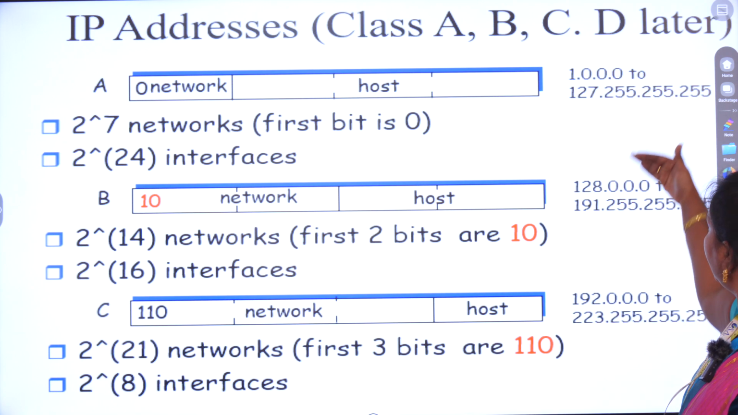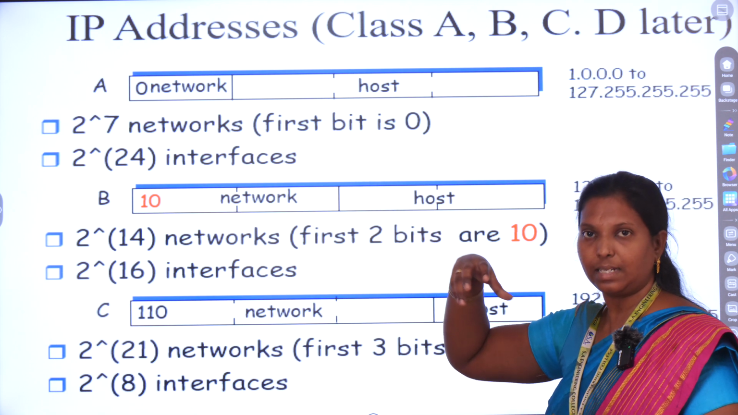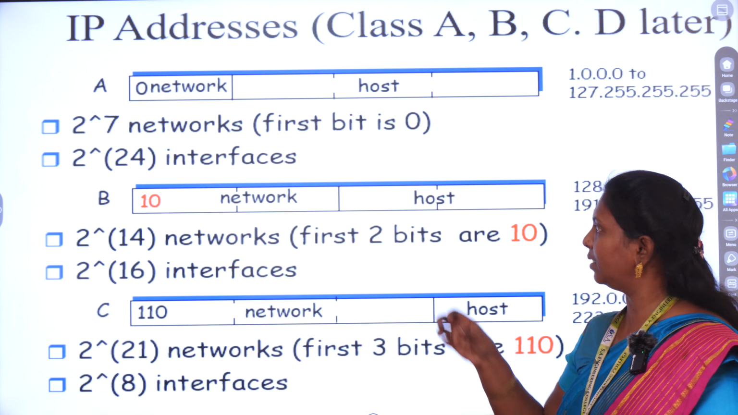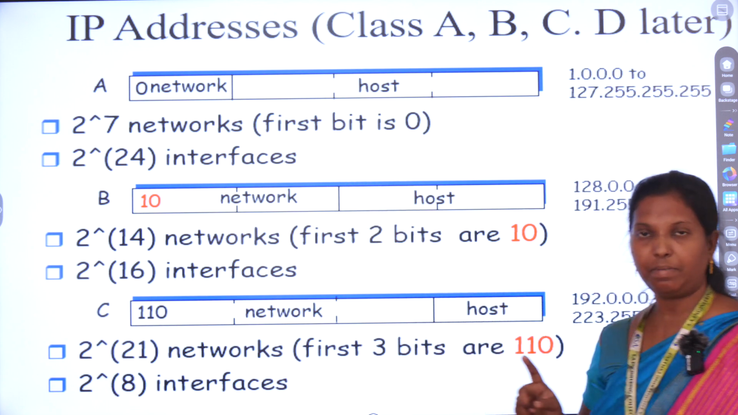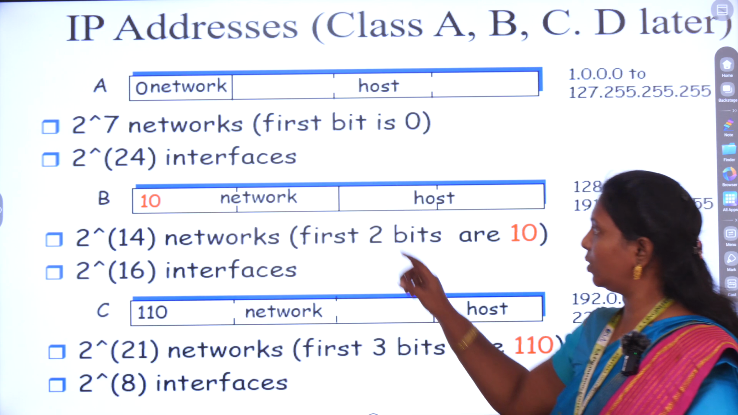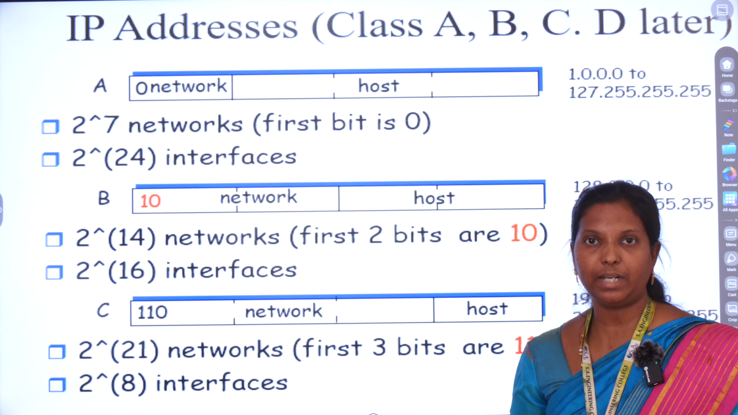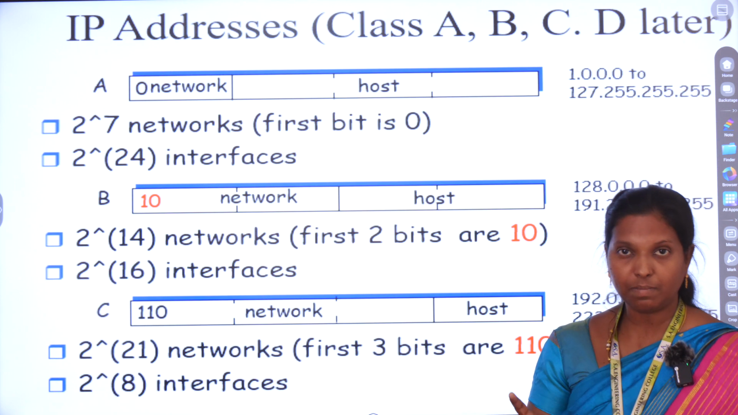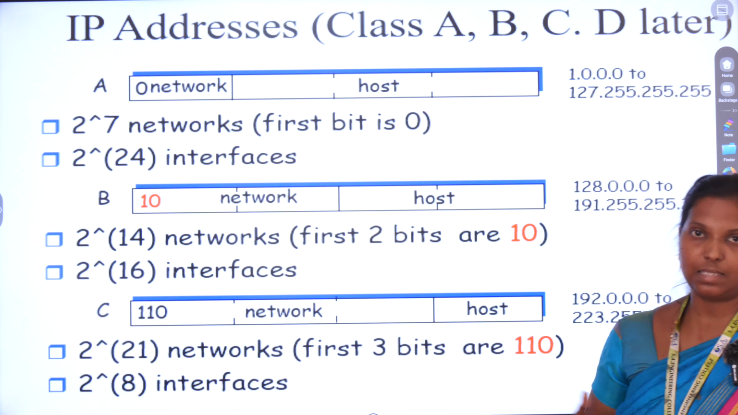So till class D I have just given you the information. First, this is an in-depth knowledge of IP addresses and how they can be controlled by the interfaces. For example, 2 to the power 7 networks can be given with class A, and 2 to the power 24 interfaces can be given. In previous slides I explained E0 and E1, where I showed 2 interfaces. Similarly, for class A we can have 2 to the power 24 interfaces in the network.